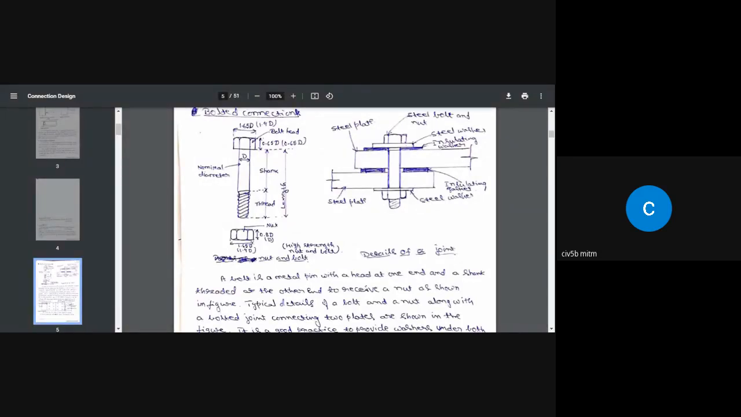Sometimes the thread will be spread over a certain length. When it comes to the shear plane, it is going to fail along the shank area. So in the case of the shank, the area of cross section of the shear plane is simply pi by 4 d square. Is it clear to you?